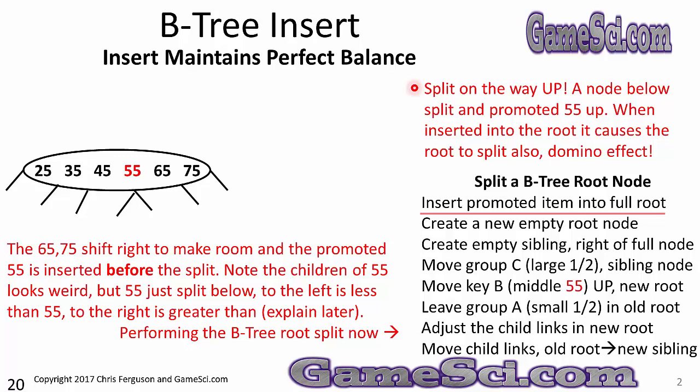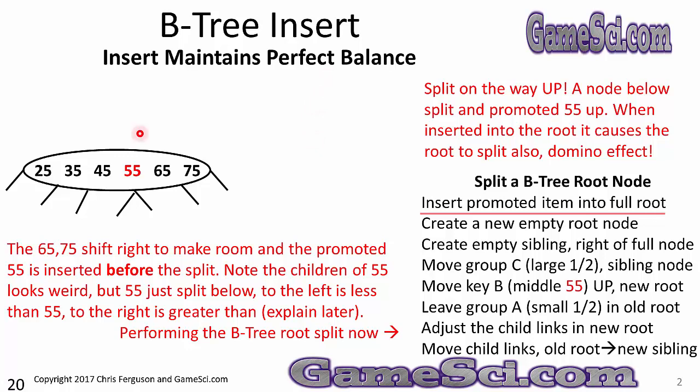Split on the way up. A node below split and promoted 55 up into this node. When inserted into the root, it causes a root to split also. There is a domino effect on B trees. Nodes below split, move items up, which cause another split, which could move an item up, which causes another split.